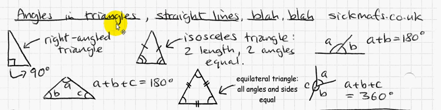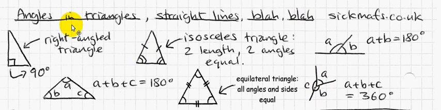This video is about angles in triangles. So generally, what do angles in triangles add up to, as well as what happens in different types of triangles, like right angle triangles, isosceles triangles, equilateral triangles. Then I'm going to talk very briefly about angles on a straight line. What does that mean? And blah blah. Now you have to figure out what blah blah means. It's something to do with this.